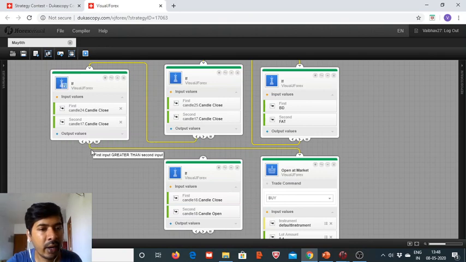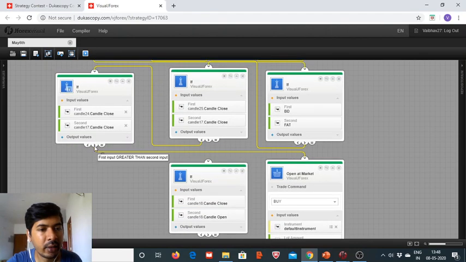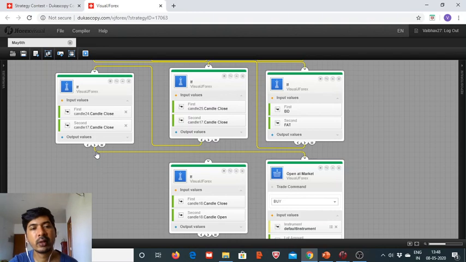And now here that condition should be as it is. First input greater than the second input means candle 24 close needs to be greater than the candle 17 close.